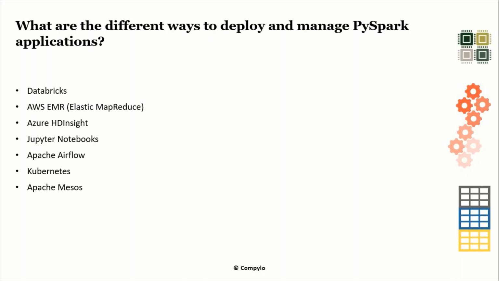Kubernetes is a popular container orchestration platform that can manage Spark applications in containers. We can deploy Spark applications as pods, enabling scaling, monitoring, and management using Kubernetes tools. We can use the Spark operator for Kubernetes to simplify deployment and management.